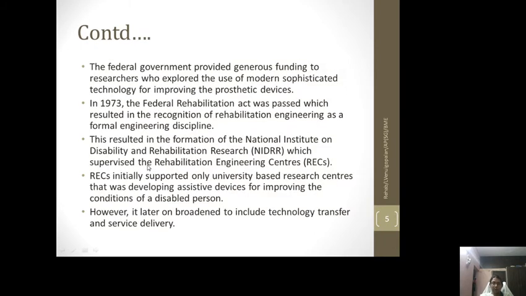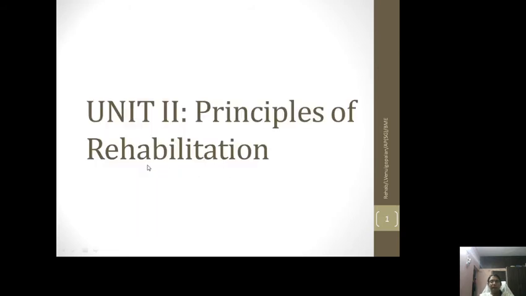So the federal government, which is the American government, provided generous funding to researchers who explored the use of modern sophisticated technology for improving the prosthetic device. So anyone who was interested in using technology to improve the performance of a prosthetic device was highly encouraged and funded by the US government.